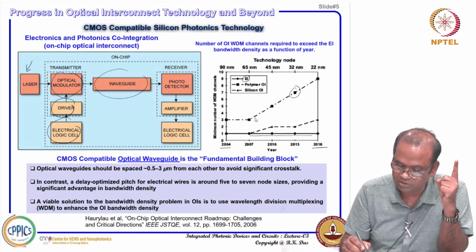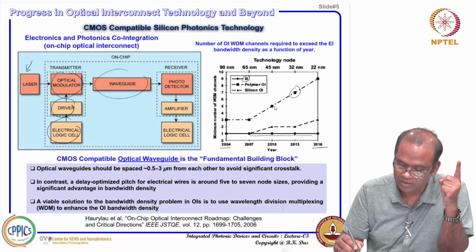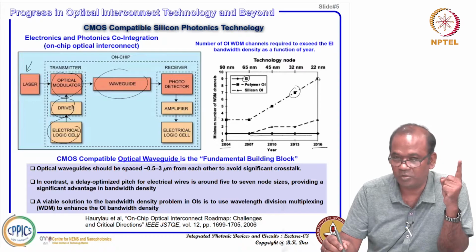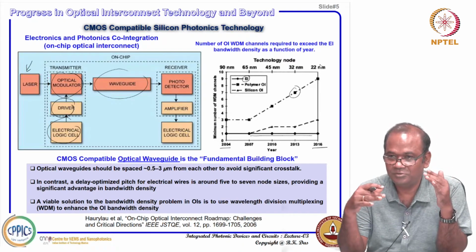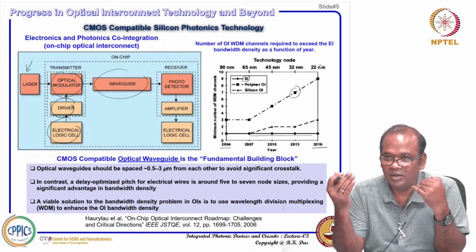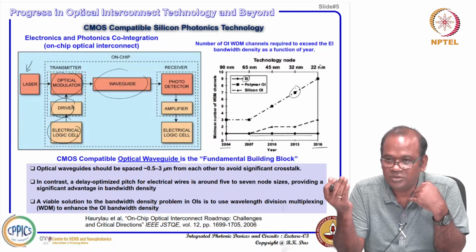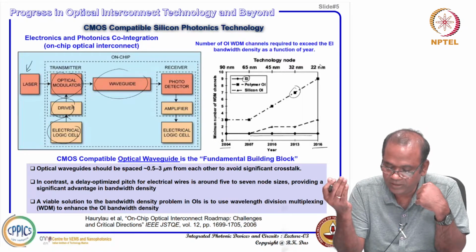2007 also 3 was considered, and then, if you are using polymer optical interconnect, the number of channels goes to 5 and then 7 and so on, going for 9, just to gain the bandwidth advantage by using optical interconnect or optical waveguide fabricated out of polymer.